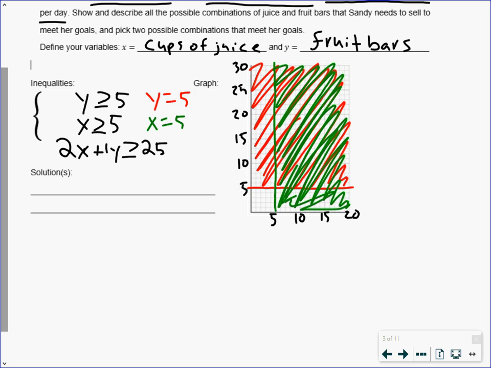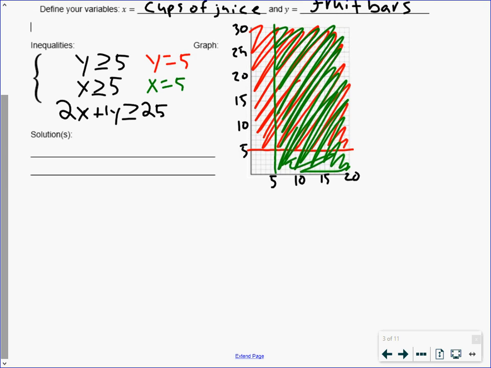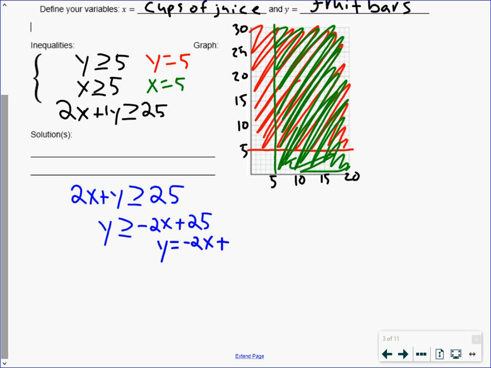And lastly, we're going to graph 2x plus 1y is greater than or equal to 25. But before we do that, we need to solve for y, or isolate the y, in other words. So we have 2x plus y has to be greater than or equal to 25. I'm going to move the 2x to the other side, so y is greater than or equal to negative 2x plus 25. And I'm going to graph this inequality as y equals negative 2x plus 25 first, and then I'll shade the appropriate side for the inequality.